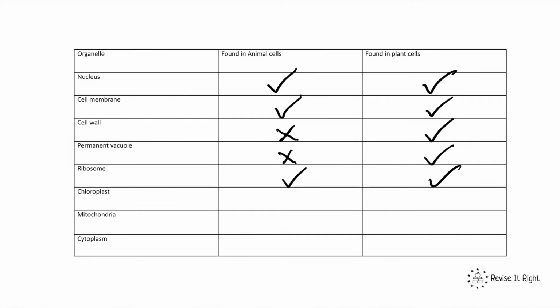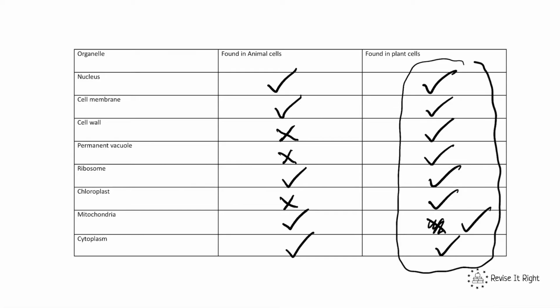The chloroplast is not found in an animal cell, but is found in a plant cell. The mitochondria is found in an animal cell and is found in a plant cell. And the cytoplasm is found in an animal cell and is also found in a plant cell. So you should be able to see that all of them are actually found in a plant cell, and most of them are found in animal cells, but not the cell wall or the vacuole, and not the chloroplast.